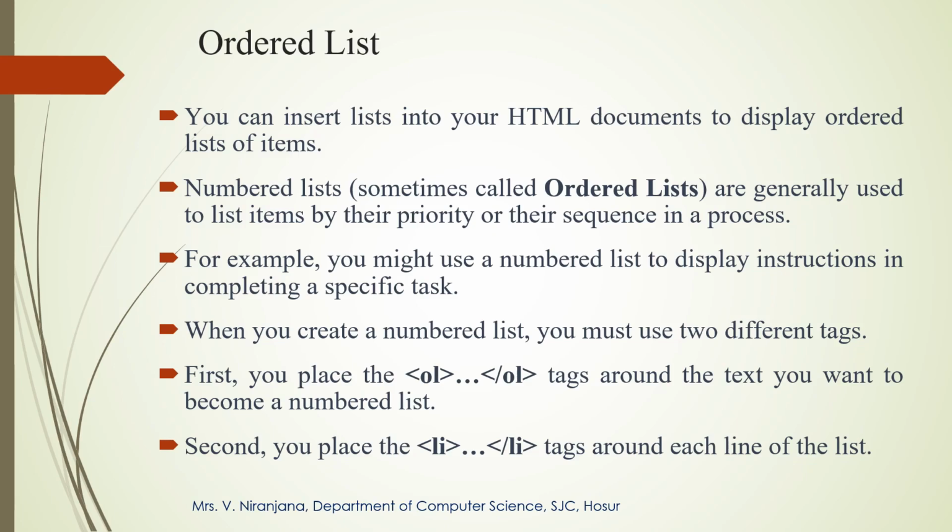When you create a numbered list, you must use two different tags. First, you place the OL tag. OL stands for ordered list. So this is a two-sided tag with an opening and a closing OL. And next, you have to place the LI tags around each line of the list. LI stands for list item.